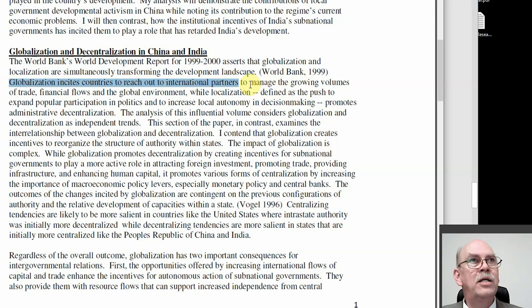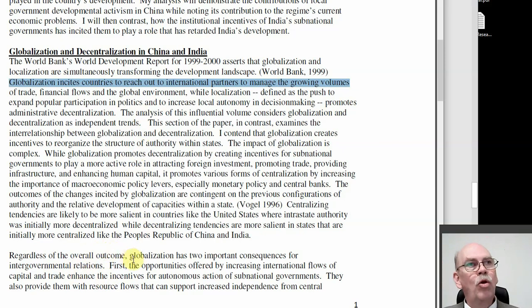Globalization incites countries to reach out to international partners. Incites: encourages, pushes, excites, makes you think, oh, I want to do this. Globalization is helping governments decide that they should reach out internationally. Is that good or bad? That's a different question. Does it make things better or weaker?